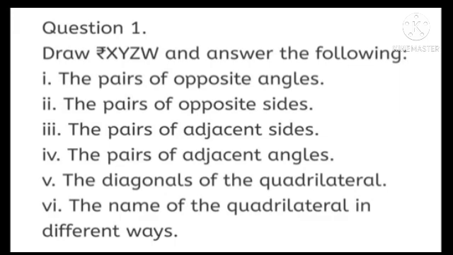Question number 1. Draw quadrilateral. Ignore this sign here, it should be a quadrilateral sign. Draw quadrilateral XYZW and answer the following. Pairs of opposite angles, sides, adjacent angles, sides, and some questions are asked. Let's start answering them. First, the pairs of opposite angles.